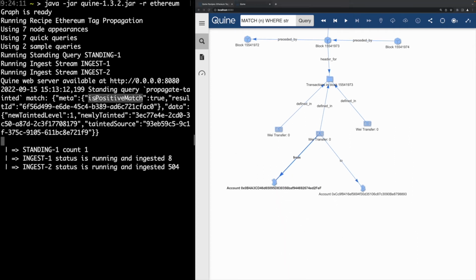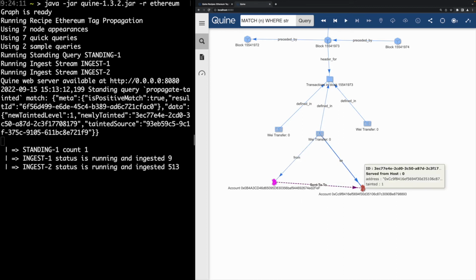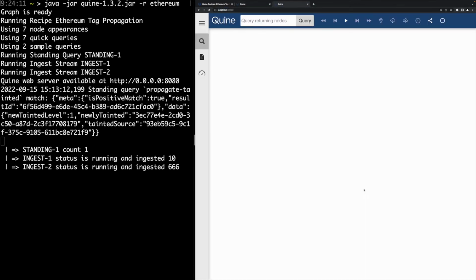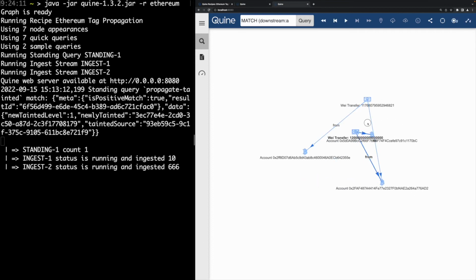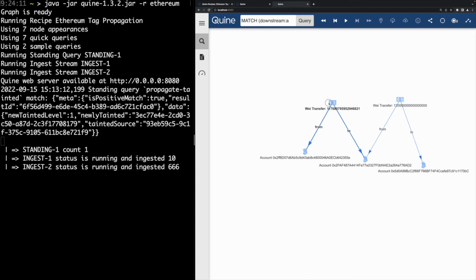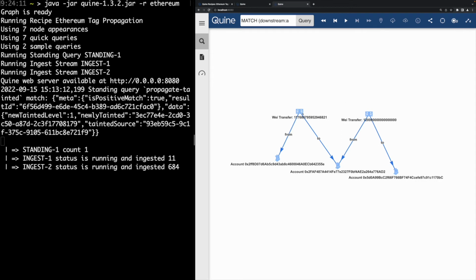Behind the scenes, you'll see immediately we got one notification that we have a positive match, because what happened while we weren't looking is Quine found this outgoing transaction landed at this other account and marked it with a tainted score equal to 1. If we look at a more complex example, here's a transaction that went from one account into another, and then out of that account into another account. This is where it starts to get interesting and complex.